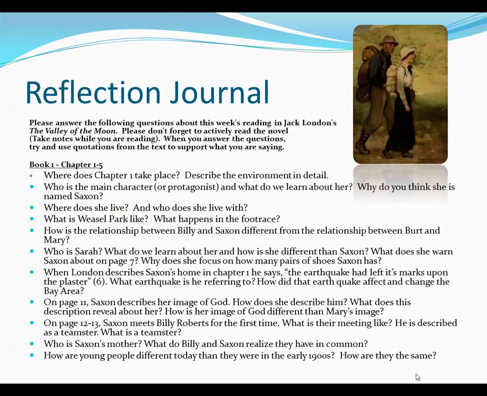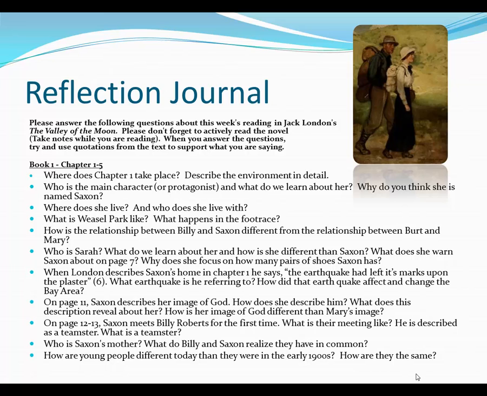For your reflection journal, after you actively read chapters 1 through 5 in the Valley of the Moon, I'd like you to answer the following questions. These are study questions, and they're meant to help you think deeply about the text. Please don't hesitate to use quotations from the text to help support your answers. So first, I'd like you to think about where chapter 1 takes place. What's the setting? I'd like you to describe the environment in detail, and hopefully some of the conversation posts from last week will help you with this.